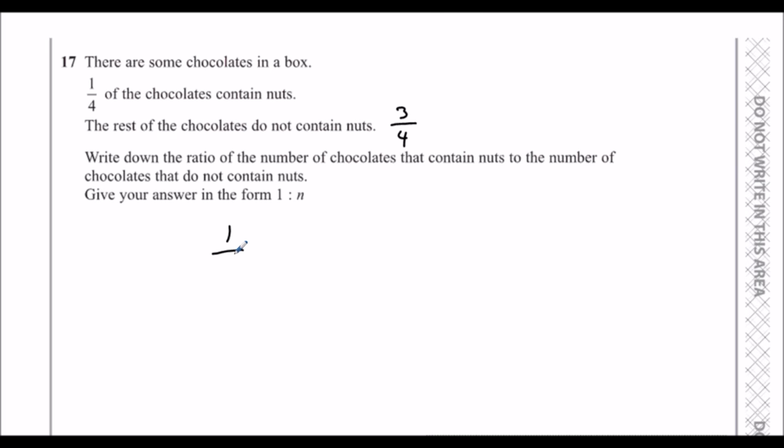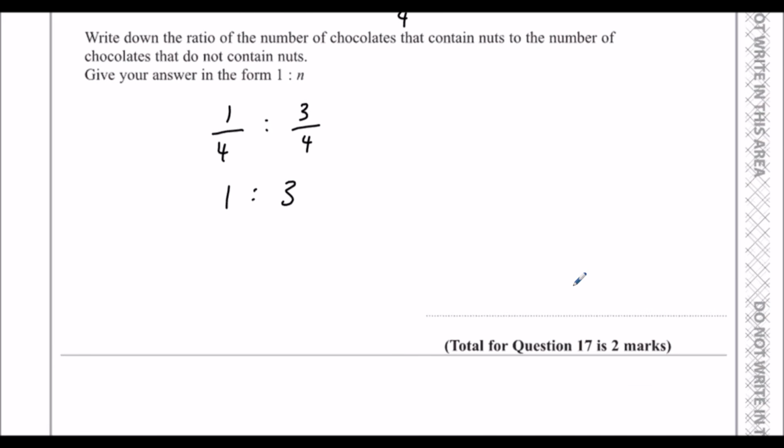Okay, so we've got 1/4 to 3/4. We want to get rid of the denominator. They're already both the same, so it's just 1 to 3. What I've done there is multiply them both by 4. Multiply 1/4 by 4 to get 1. Multiply 3/4 by 4 to get 3. And that's the answer, 1 to 3.